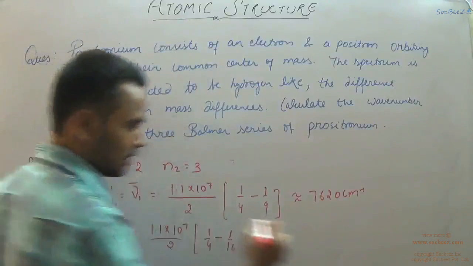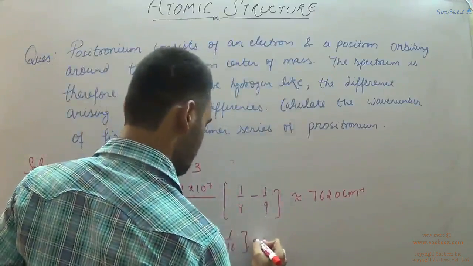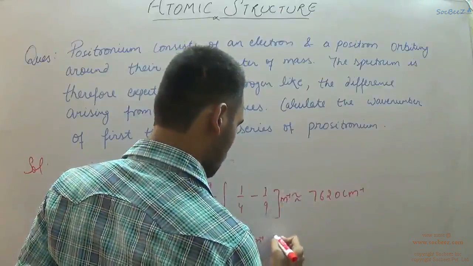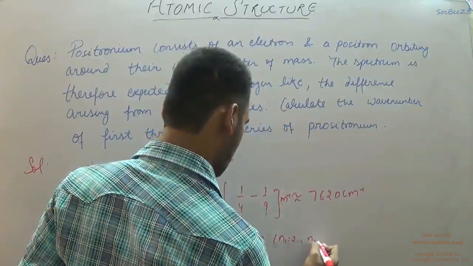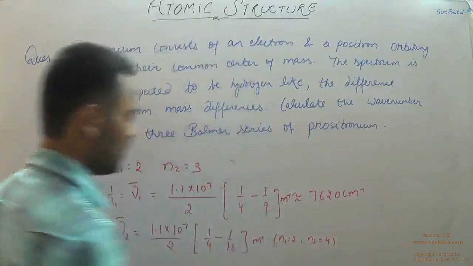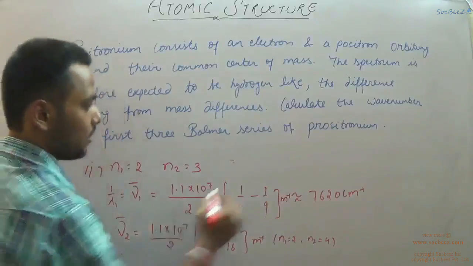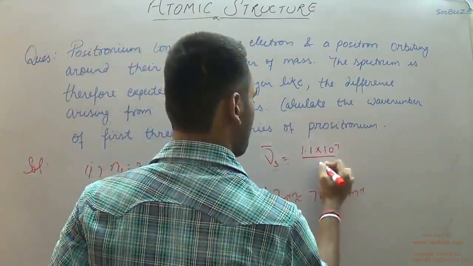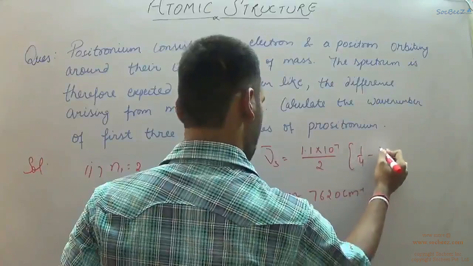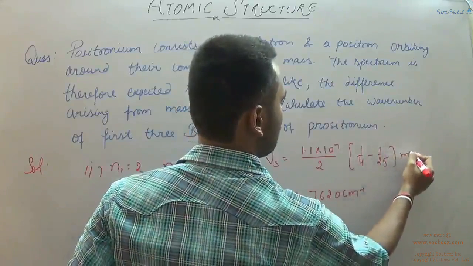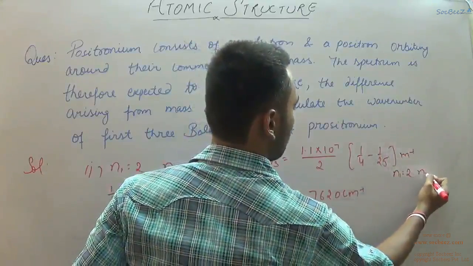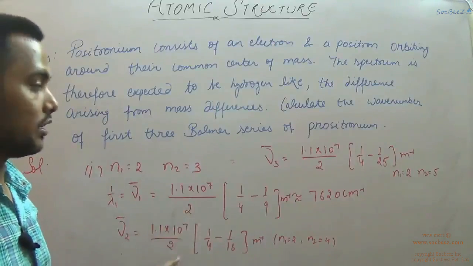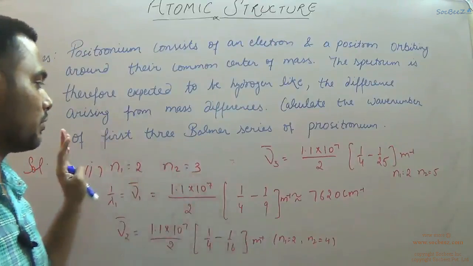Okay, so because here this is per meter, in this case n1 equals 2 and n2 equals 4. Okay, and for the third line, that is nu bar 3, it is 1.1 into 10 raised to the power 7 upon 2, into 1 upon 4 minus 1 upon 25 per meter. In this case, n1 equals 2 and n2 equals 5. Okay, so these are the respective answers for this particular problem.